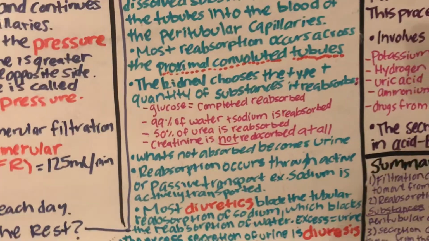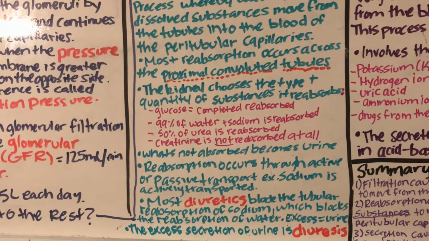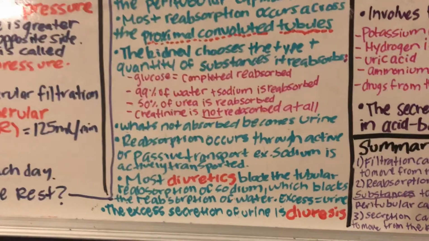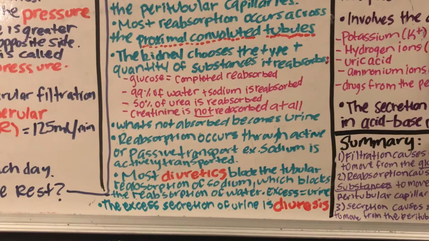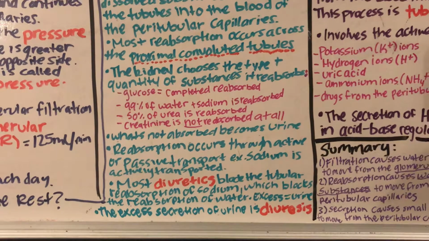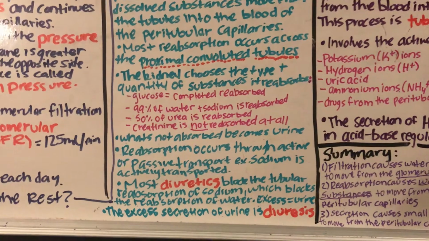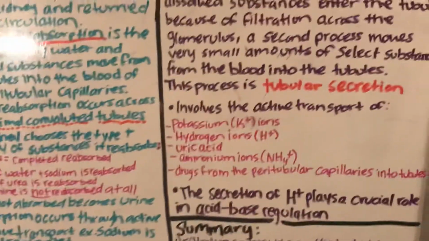Reabsorption occurs through active or passive transport. For example, sodium is actively transported, and most diuretics block the tubular reabsorption of sodium, which blocks the reabsorption of water. So the excess goes into the urine, and the excess secretion of urine is diuresis.